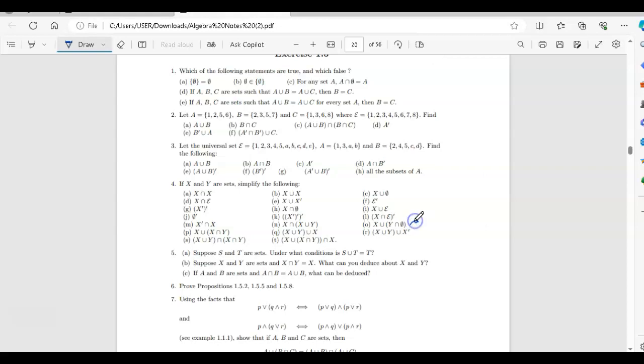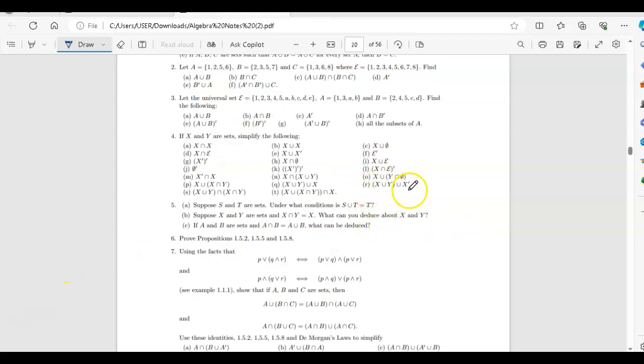So it'll be X union nothing, which is the empty set. X union nothing is just X, because X plus 0 is X. So the simplified version will be X. If you have X and you're adding nothing, it's just X.